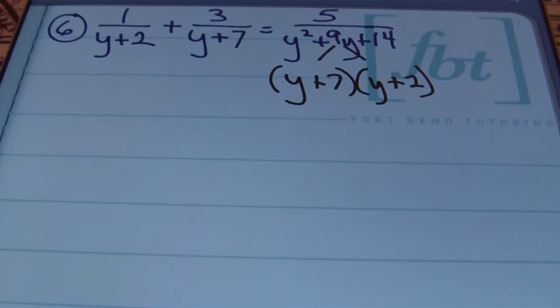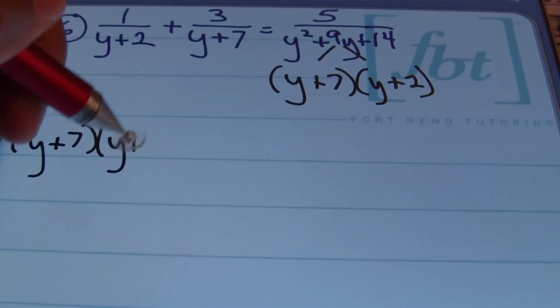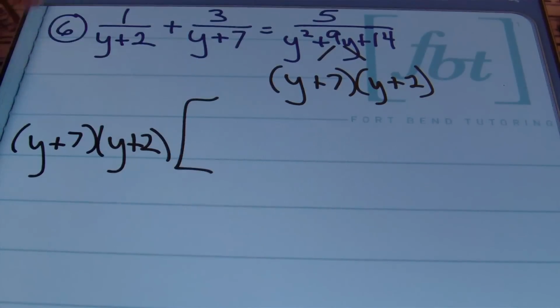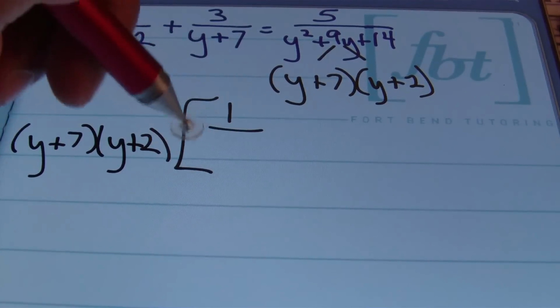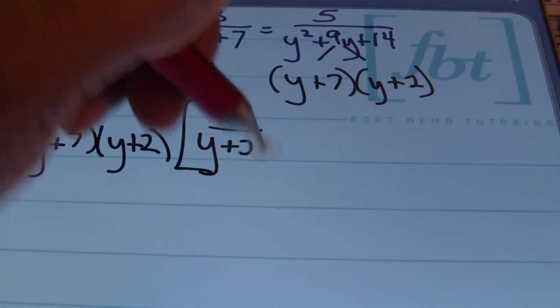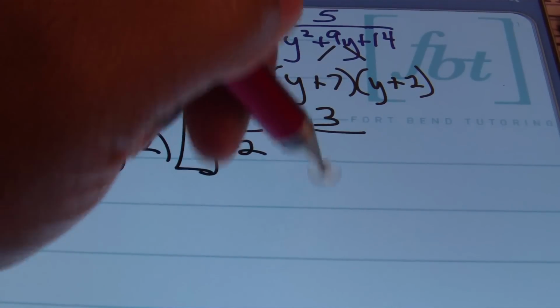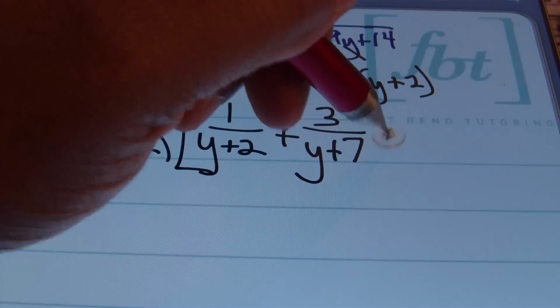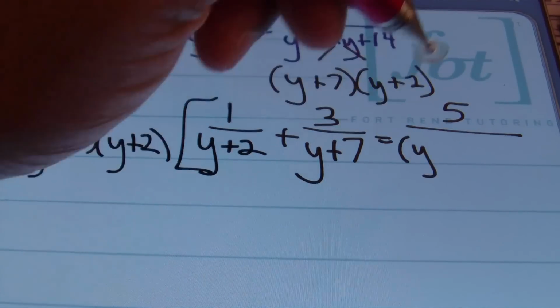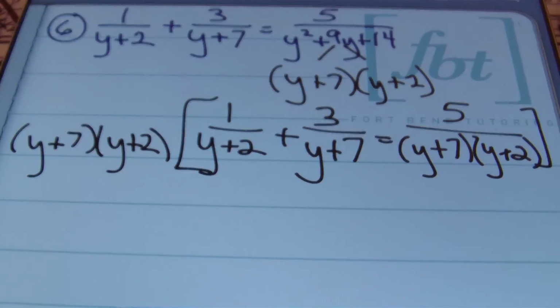That's what I need to multiply each and every term by: y plus 7 times y plus 2. I'll have my quantity of y plus 7 times y plus 2, and I'm going to show here that the entire equation is going to be multiplied by that LCD. I'm going to use this simplified form so that things won't get too messy, and I'm going to use the factored form of that denominator as well, that y plus 7 times y plus 2. All right, so here we have it.